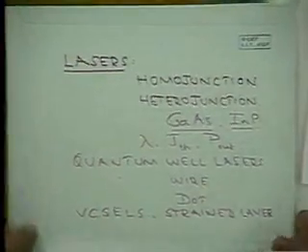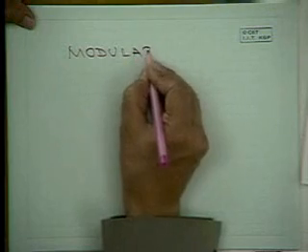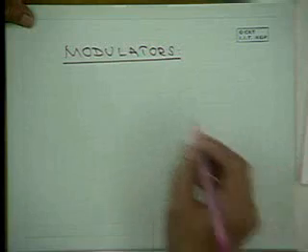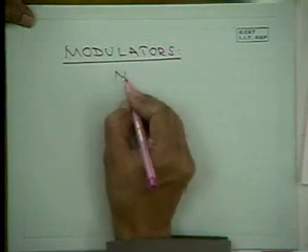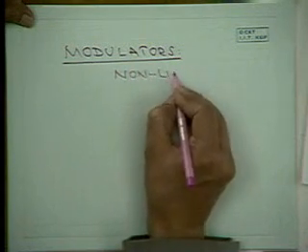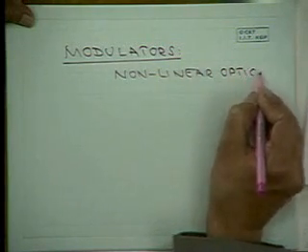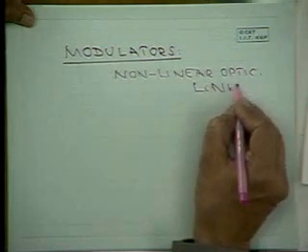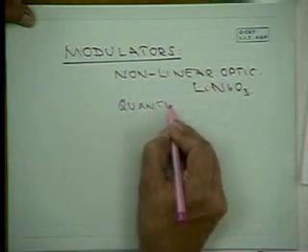Finally, we'll talk about systems of modulation, electro-optic modulators, which are of two different categories. One is based on typical nonlinear optic materials like lithium niobate, and the other class are based on quantum well devices.